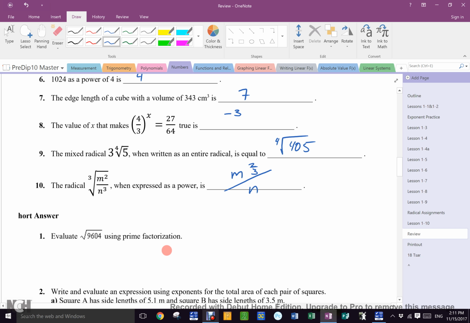This is, I want to say 7... It's 98. So it's 7 squared times 2. Yeah, so it's 7 squared times 2, because it's a big number.